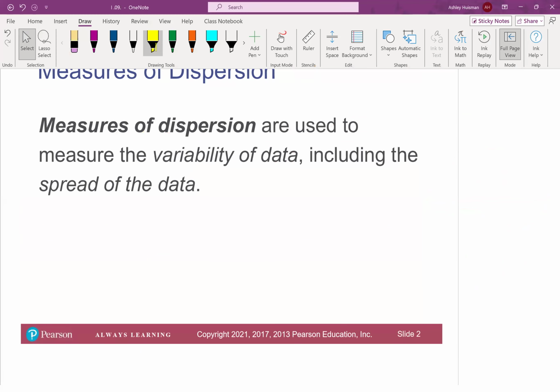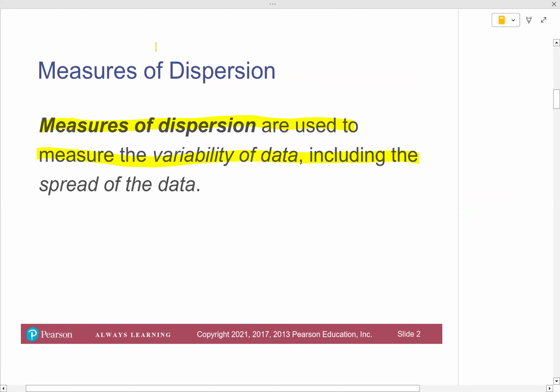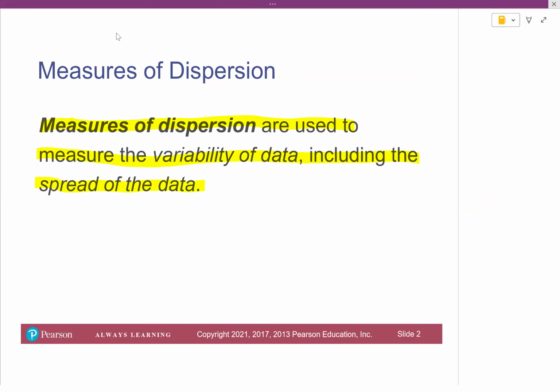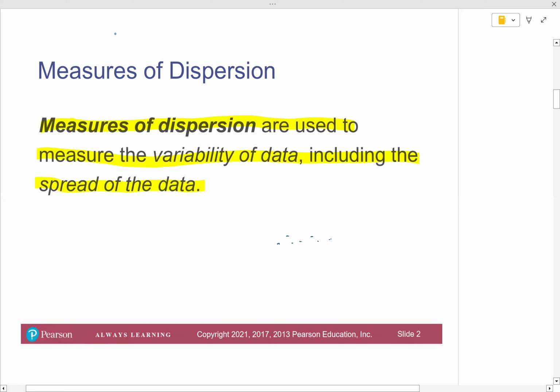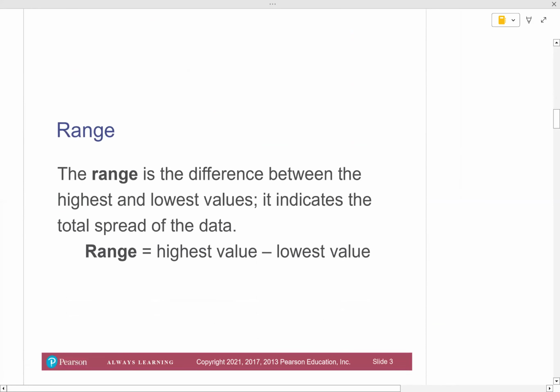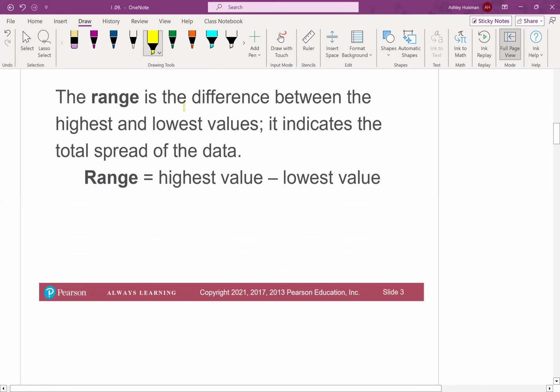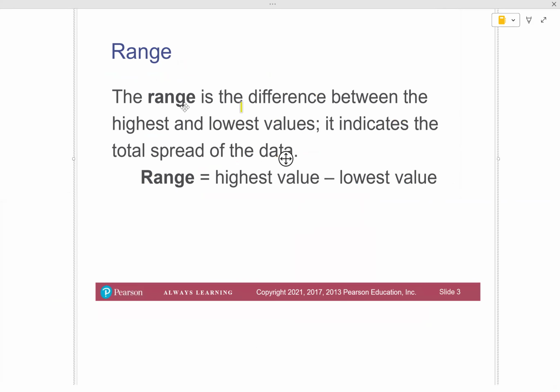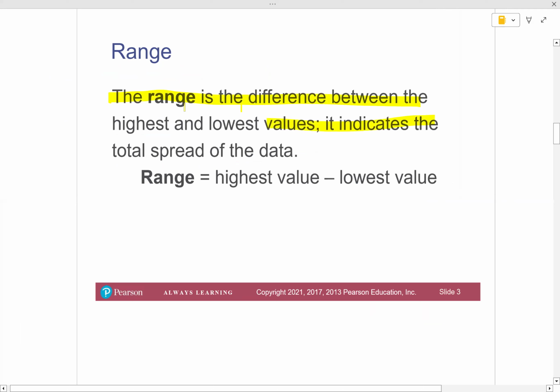The measures of dispersion are used to measure the variability of data, including the spread of the data. It's a way to measure how close the data values are together. Are they all fairly close together like these, or is it more spread out like these over here? How far apart are the data values from each other, from the highest, from the lowest, that kind of thing. That's the main idea here. The first one is what we were alluding to in the first slide. The range is the difference between the highest value and the lowest value. It indicates the total spread of the data. Again, that might be reflective of something interesting, but for certain sets of data, it's not really helpful.